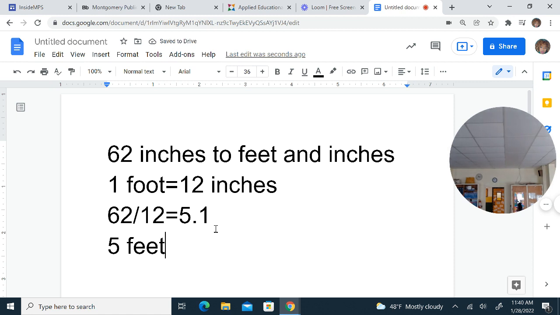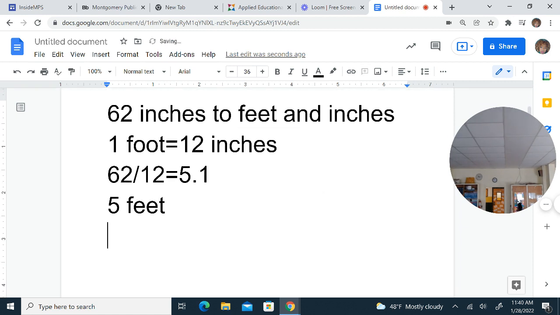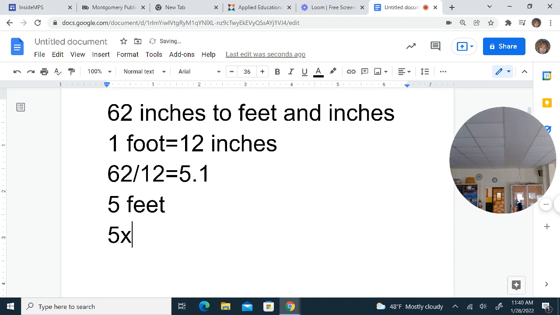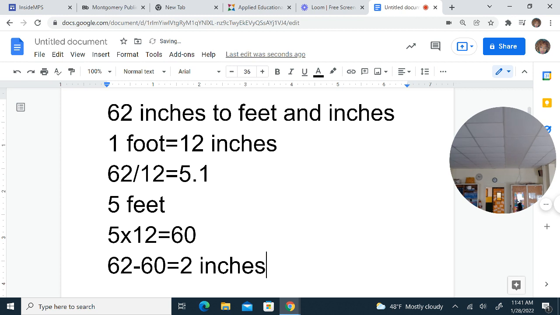Okay. All right. So to figure out our inches, we're gonna take the 5 feet times 12, which is gonna give us 60. Okay, so we're gonna take what our original inches asked for. So we got 62 minus 60, gonna give us 2. So that's our 2 inches. So that person is 5 foot 2 inches. You see it now? Okay.